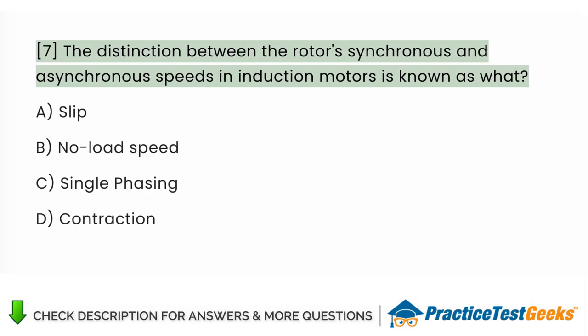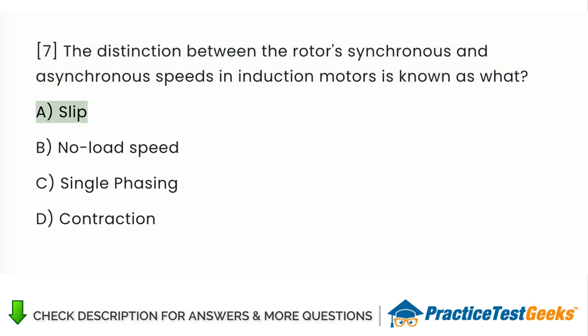The distinction between the rotor's synchronous and asynchronous speeds in induction motors is known as what? A. Slip. B. No load speed. C. Single phasing. D. Contraction.